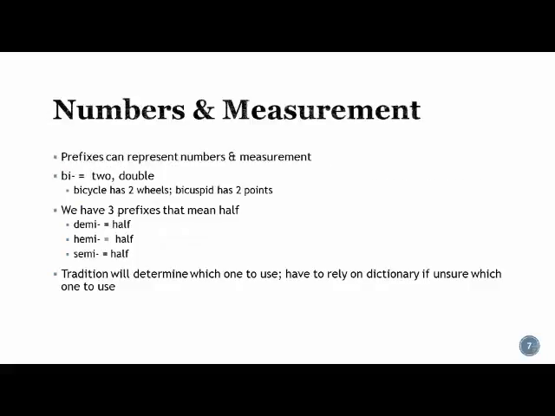So prefixes can represent numbers and measurement. You know that bi means two or double, and you already know that a bicycle has two wheels. A bicuspid has two points. We have three prefixes that mean the same thing, and tradition will determine which of the three we will use. So you have to break out your dictionary if you are unsure which is the preferred prefix that means half.